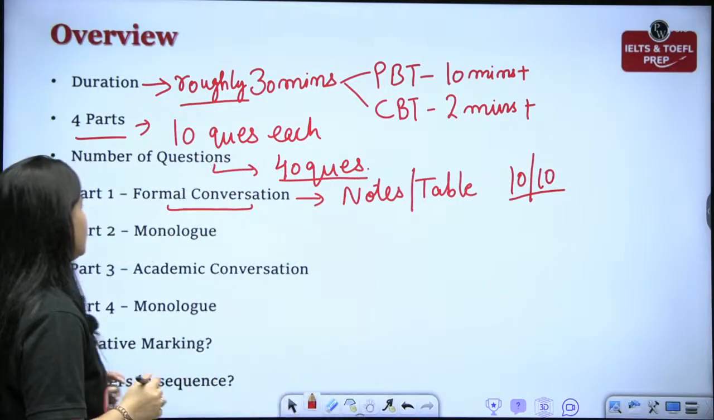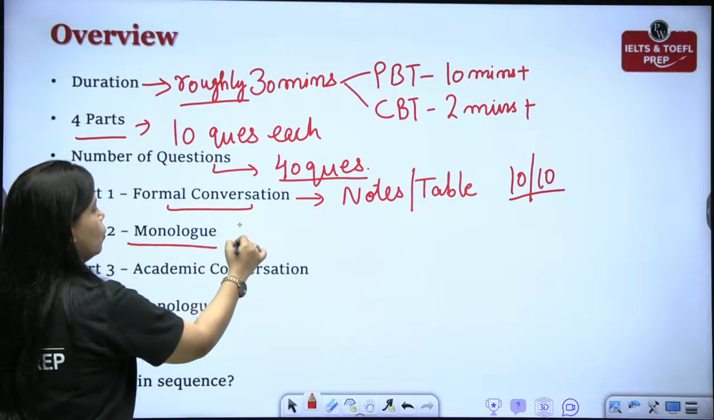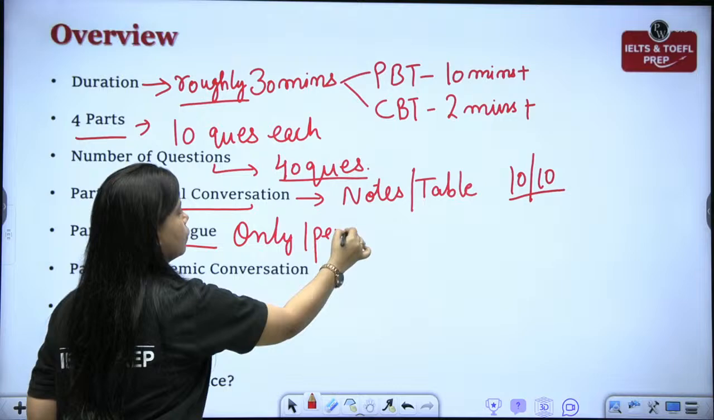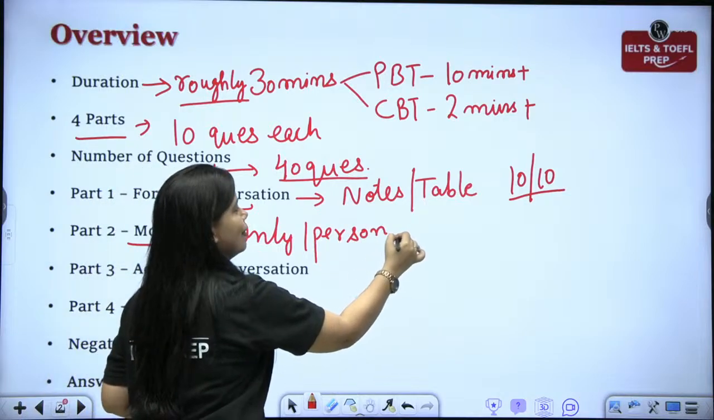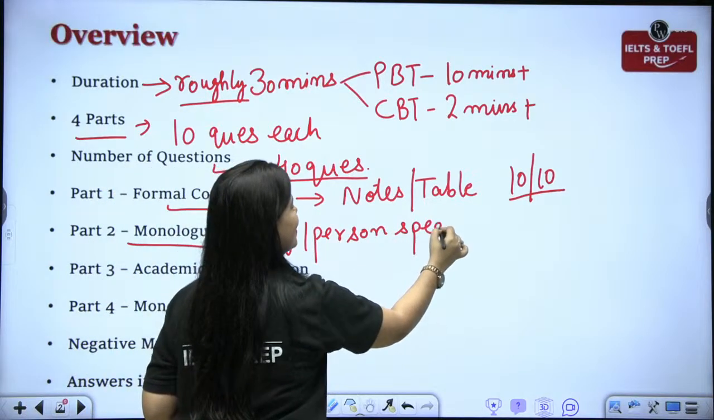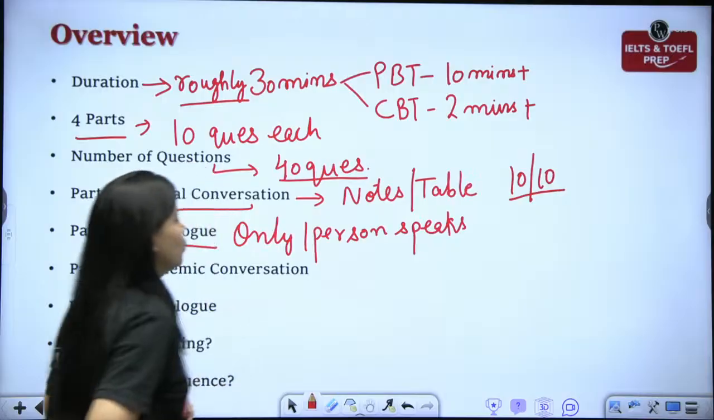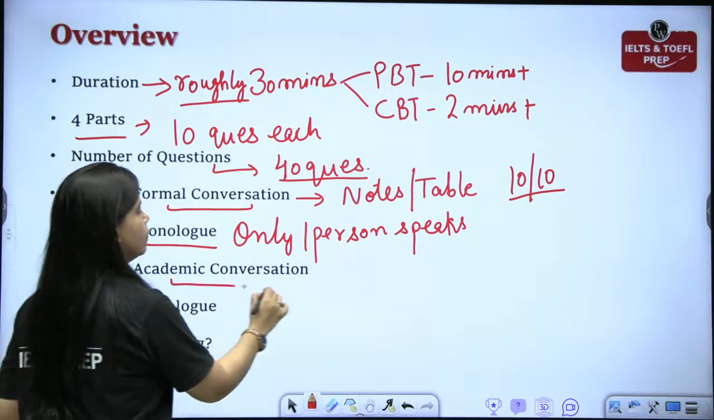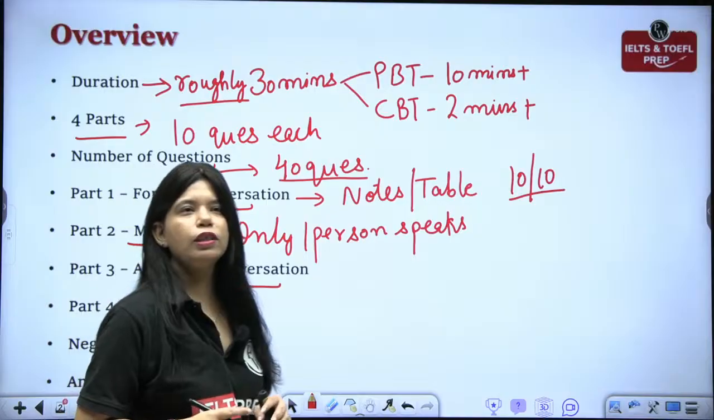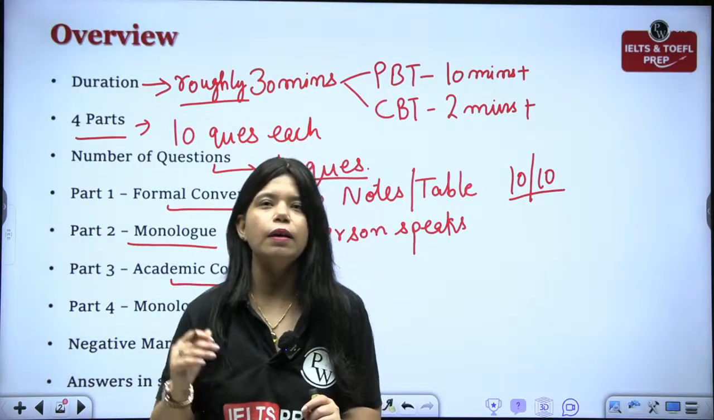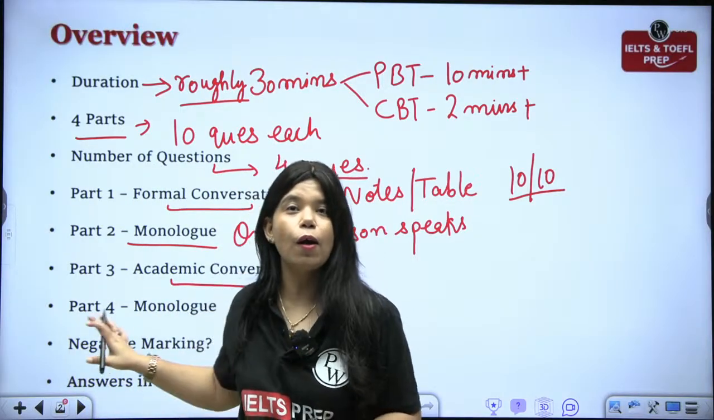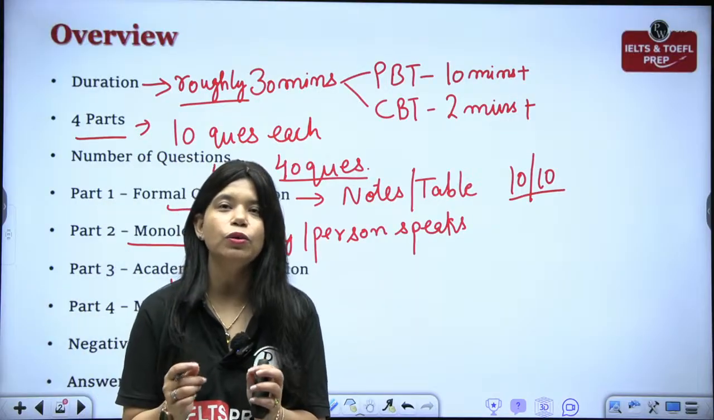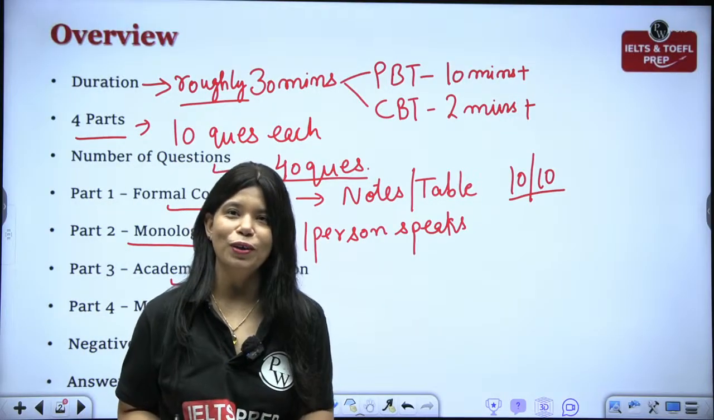Moving on to part 2, here you get a monologue. Monologue means when only one person speaks. A lecture kind of thing, like what I am doing right now, right? So this is about a monologue, only one person speaks. Part 3 is an academic conversation, and a lot of students find part 3 a bit advanced level, and we'll be covering this also, don't worry. Not today, but in the coming sessions, we are going to cover the entire listening module, okay?